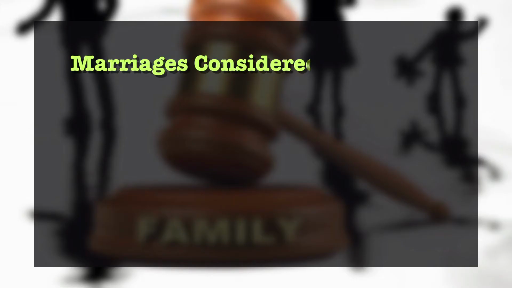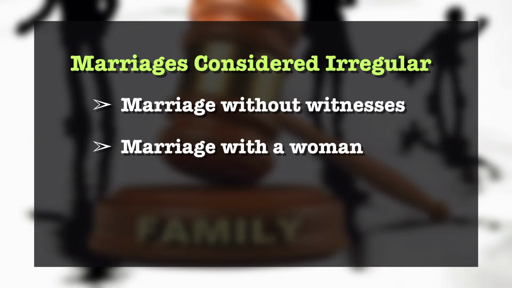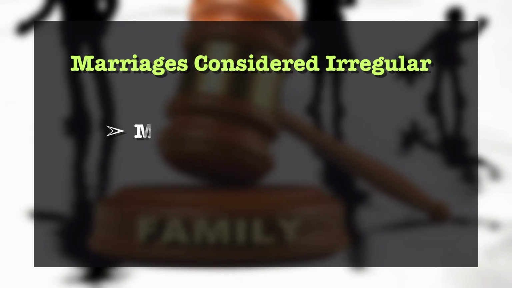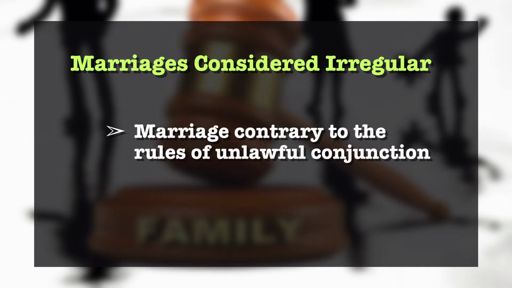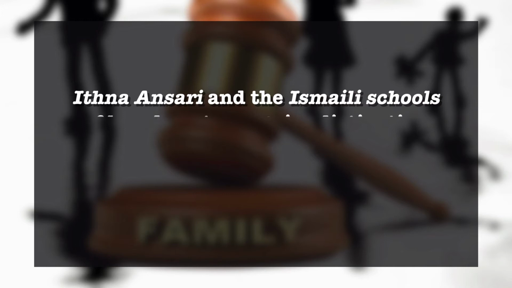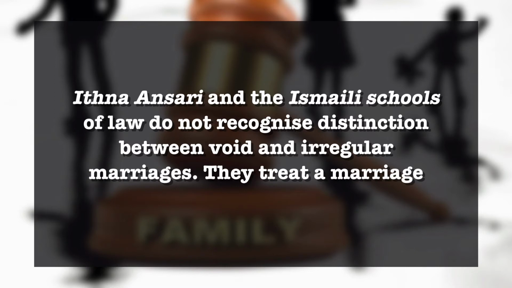The following marriages have been considered irregular. Number 1, a marriage without witnesses. Number 2, a marriage with a woman undergoing iddat. Number 3, a marriage prohibited by reasons of difference of religion. Number 4, a marriage contrary to the rules of unlawful conjunction. Number 5, a marriage with a fifth wife. The Ithna Ashari and the Ismaili schools of law do not recognize this distinction between void and irregular marriages. They treat a marriage as either valid or void. The above mentioned marriages before them will be void.